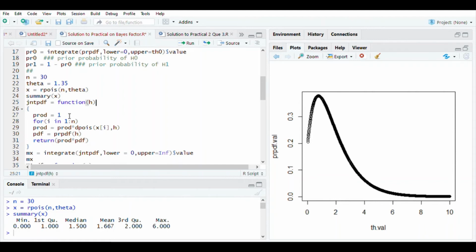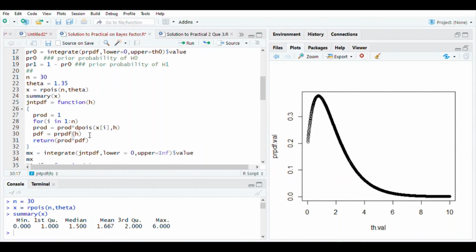Suppose the product is 1. Then we should consider the product of Poisson PMFs at point xi. This product can be computed by using this command. First, let us initialize the product: I am using a variable prod and initializing it as 1. Then for i in 1 to n, I am multiplying it every time by the Poisson PMF computed at point xi, taking the mean h. H is the parameter here. This will give me the product of the Poisson PMFs computed at points x1, x2, up to xn.